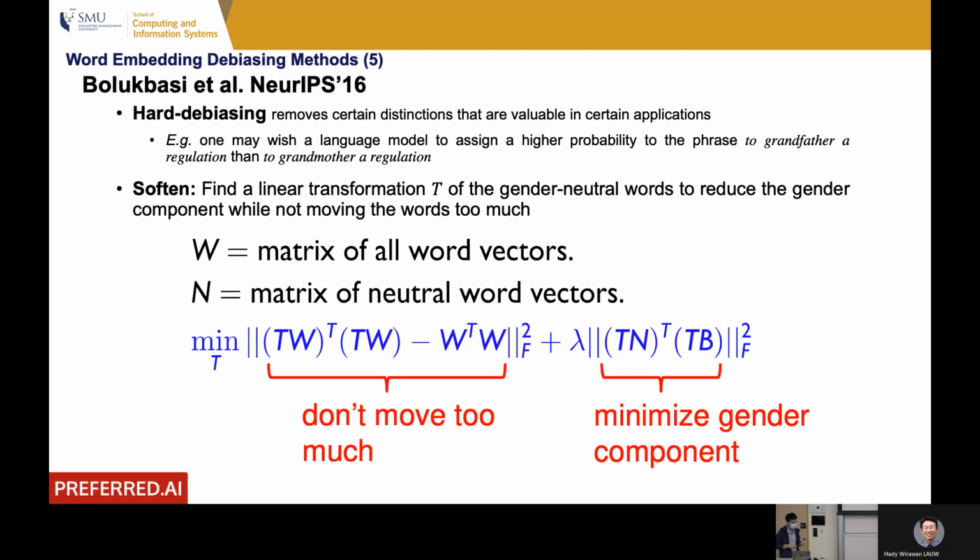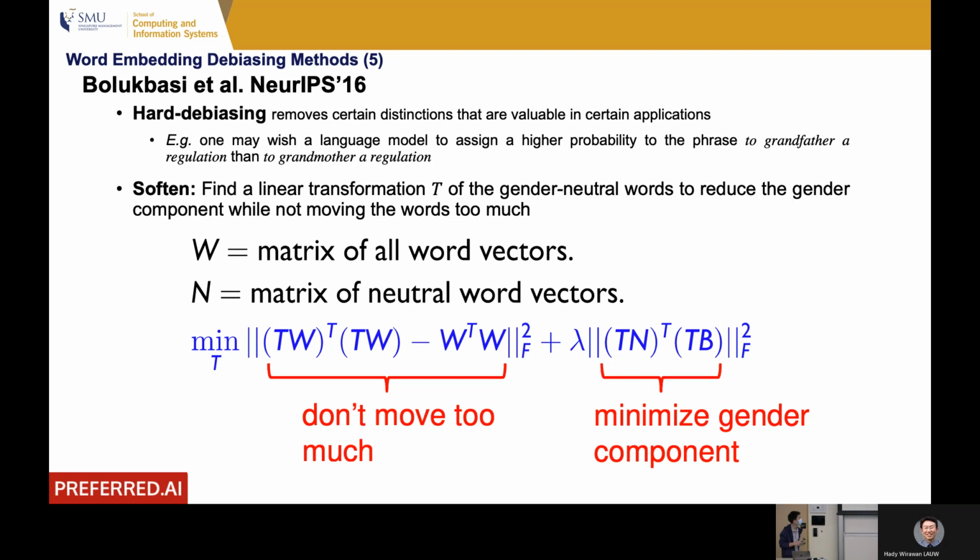the authors proposed another method to overcome the disadvantages of hard debiasing. They call it soft debiasing. The main idea of soft debiasing is to find a linear transformation T for gender-neutral words that reduces the gender components, but does not move the words too much.